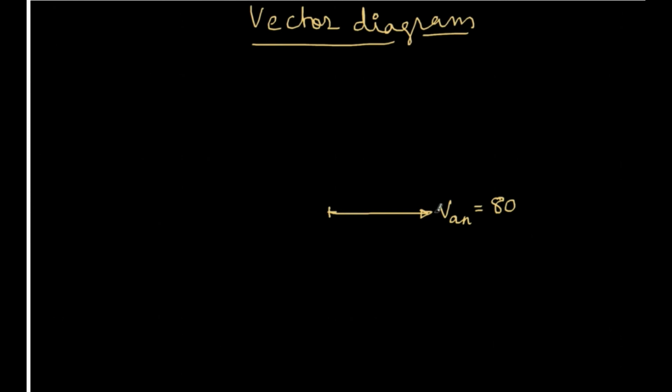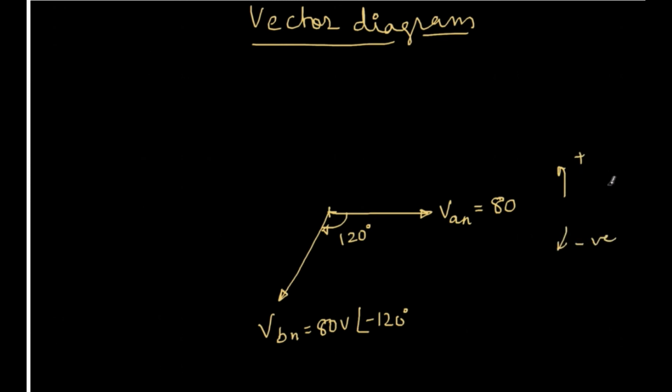So exactly horizontal line is 0 degrees. Then we have VBN, and this length is also 80 volts, and this angle is 120 degrees. Because I'm going in the backwards direction, clockwise like this, when I write it here, I'll write it as minus 120 degrees. This is considered as a positive direction, and this is considered as a negative direction. Again, you might be knowing that.